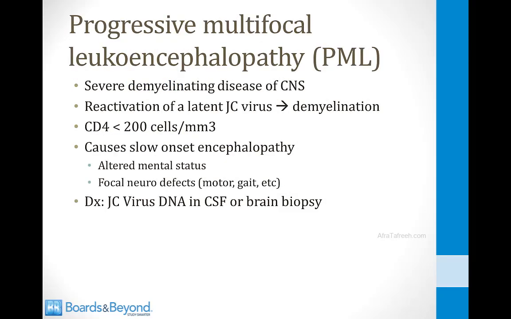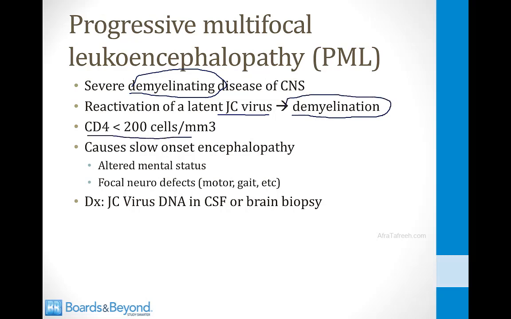Finally, we'll talk about PML, which is progressive multifocal leukoencephalopathy. It's a demyelinating disease of the CNS, somewhat similar to multiple sclerosis, and it's a reactivation of the JC virus. So many of us are exposed to the JC virus, but as long as our immune system is functioning, it doesn't cause any problem. But if your immune system becomes dysfunctional, you can get demyelination from this virus.